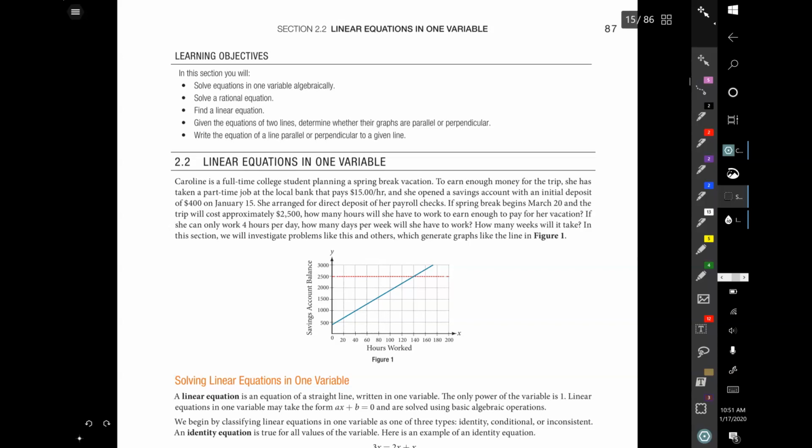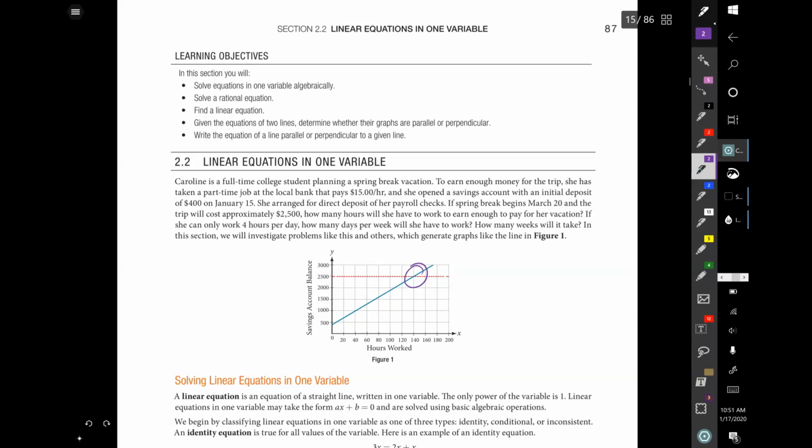She's planning a spring break vacation. She's trying to get enough money for her trip. And there's a couple of different things going on here, that she has some money, that she's got to get $2,500 to pay for the trip, and she's earning some money. How much does she need to work to get that? And then, basically X marks the spot here where they intersect.